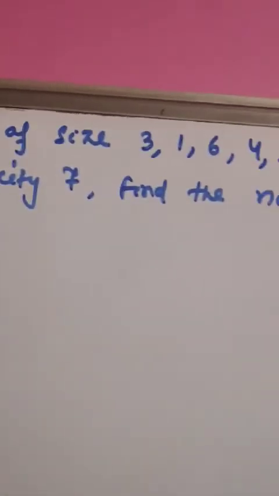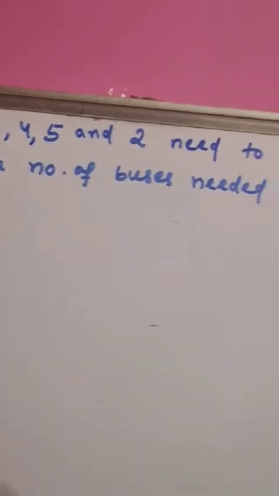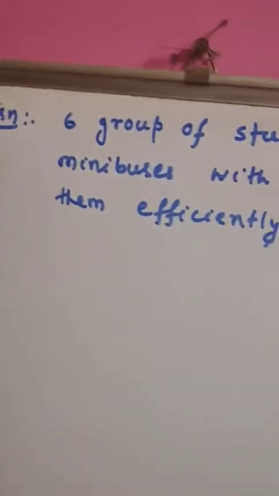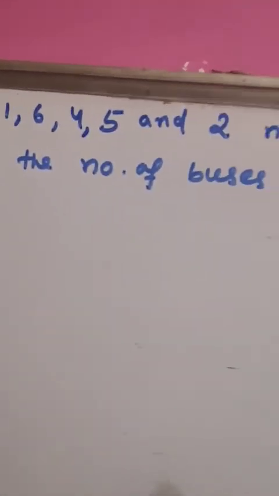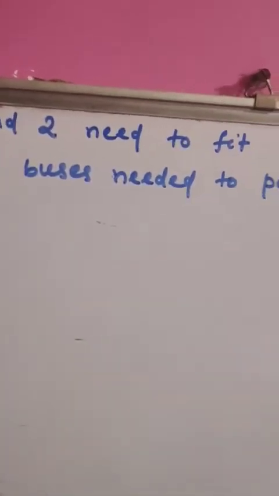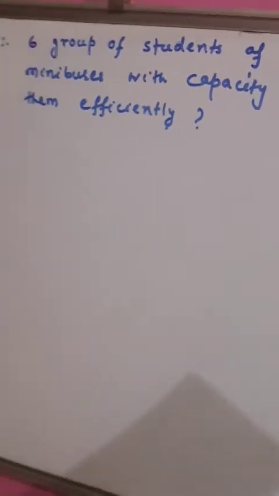I hope you have gone through the question. The question is like this: six groups of students of sizes 3, 1, 6, 4, 5 and 2 need to fit into minibuses with capacity 7. We have to find the number of buses needed to pack them efficiently. So this is an application of the bin packing algorithm.